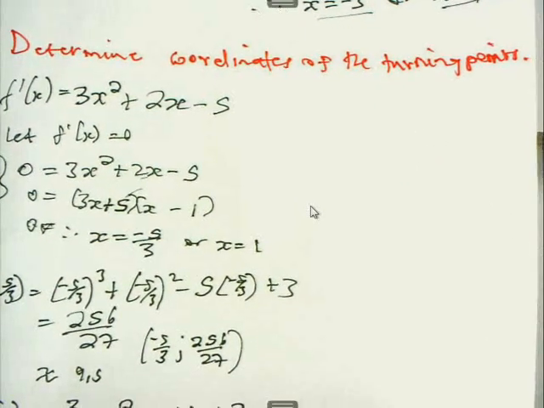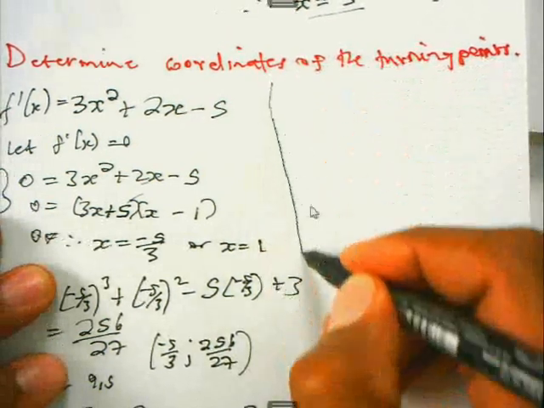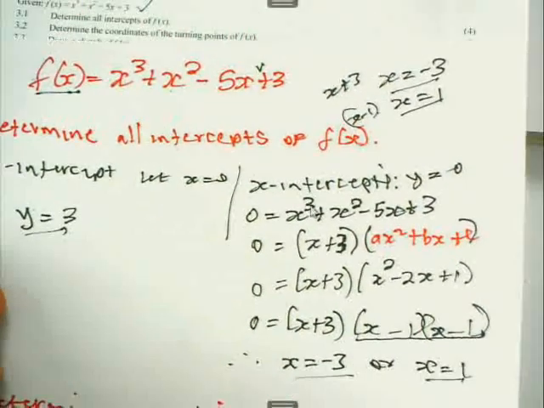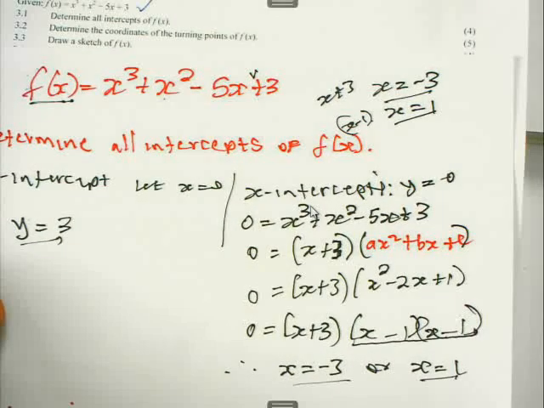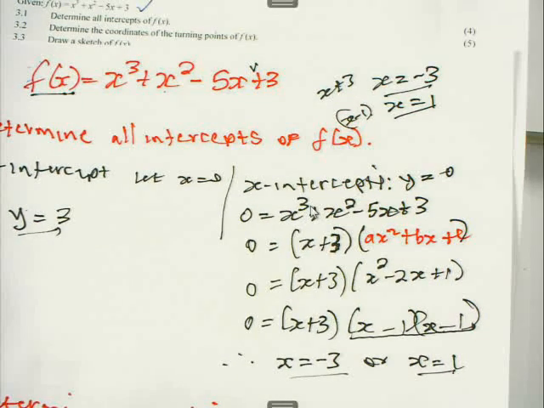Now, can we move to the next one? You still know how to determine the coordinates of the turning points? I think now you are comfortable with this one. Right, now, what I want you to do is the next question, which is question number 3, which says draw a sketch of f. Before you sketch the graph, you need to have the x and the y-intercept. We did that one. You also have the turning points. Now you can sketch the graph.